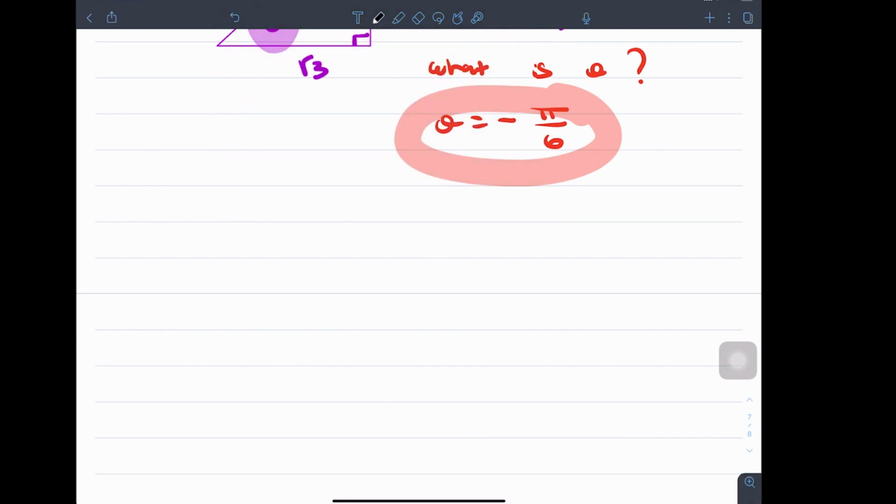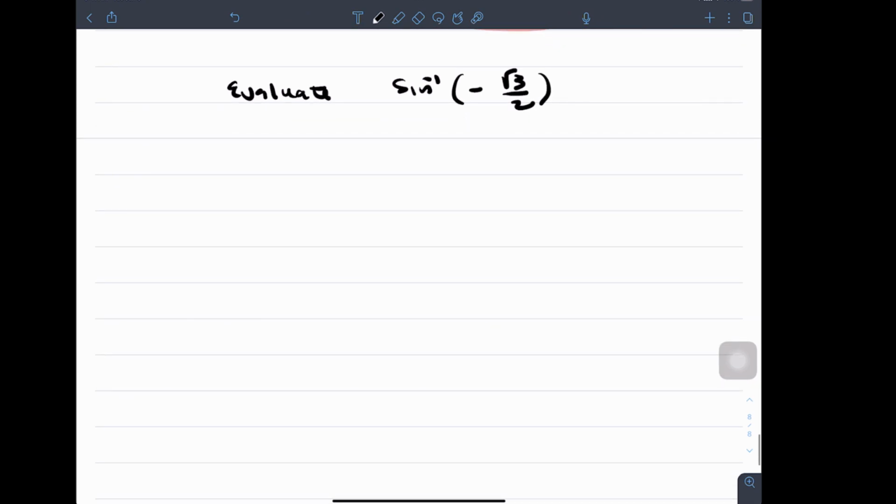Should I have you guys try 1 or 2? Or how about this? We could try it together. They want us to evaluate now what? Inverse sine of, how about this? Negative square root of 3 over 2. These are kind of the hard ones, I would say. Okay, so start the process. You're going to let theta be inverse sine of negative square root of 3 over 2.